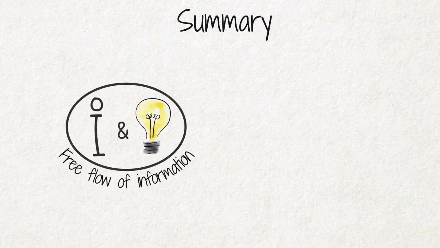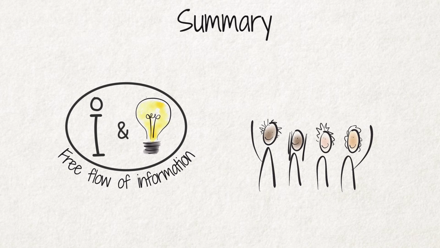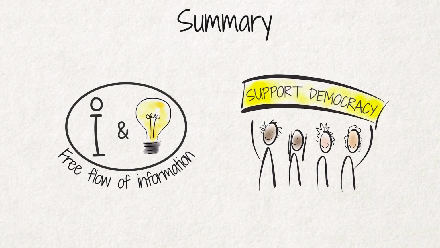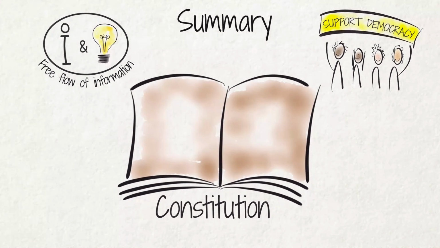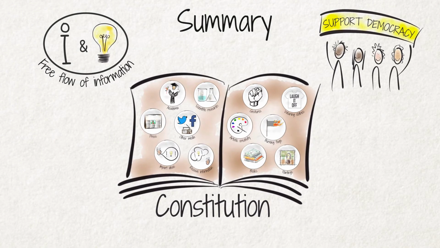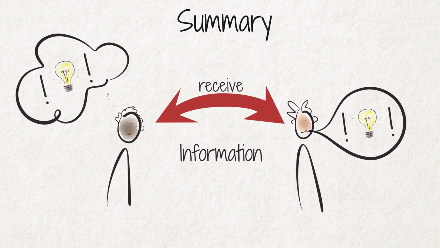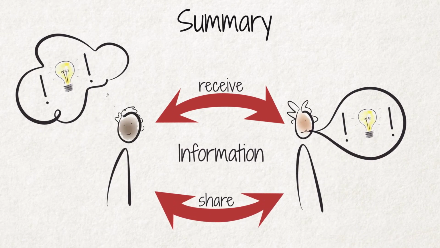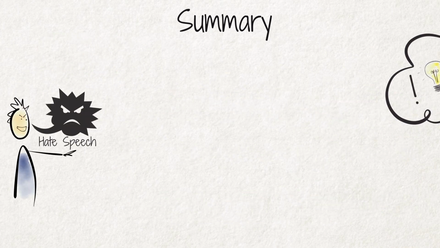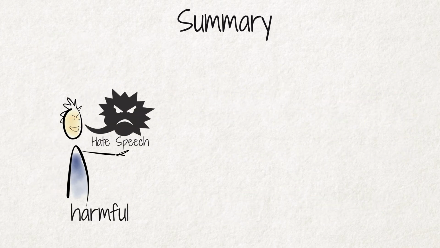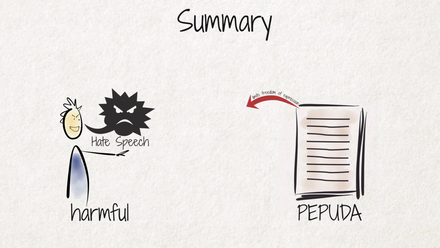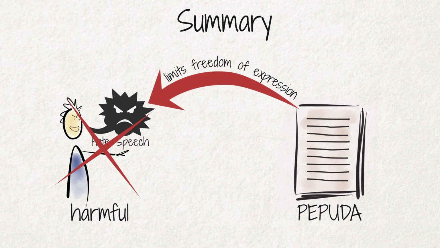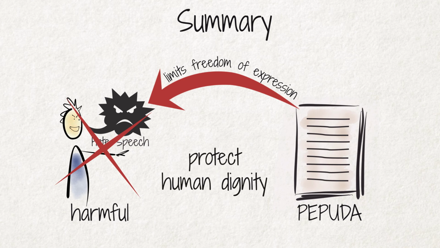Summary. Free flow of information that empowers citizens is important for the health of a democracy. This is one of the reasons why the Constitution protects many different types of expression. This allows people to receive information and to share information with others. But some forms of expression are so harmful that there is a good reason to limit them by law. This includes forms of hate speech, which is regulated in South Africa to protect the human dignity of all.